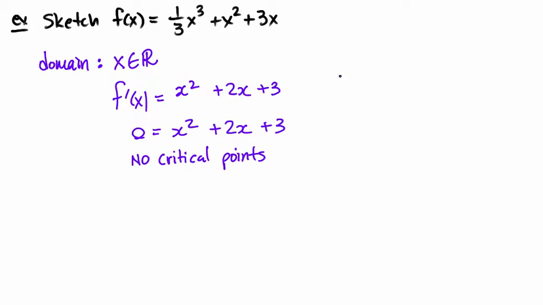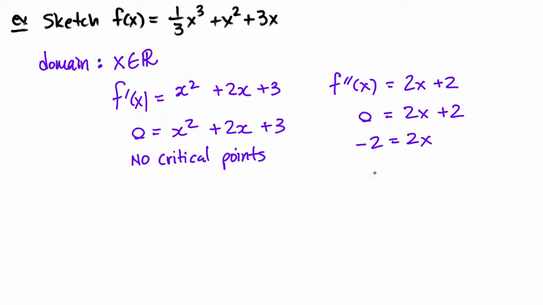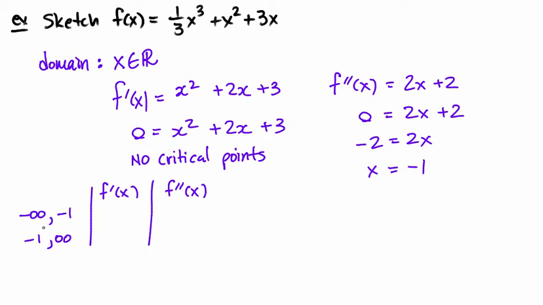So now we can take a look for inflection points. Calculating the second derivative, I get 2x + 2, and setting that equal to 0 gives me x = -1 as the only inflection point. So when I make my intervals, I go from negative infinity to negative 1, and from negative 1 to infinity, and I check my first and my second derivative by finding values that are in those zones and plugging them in.